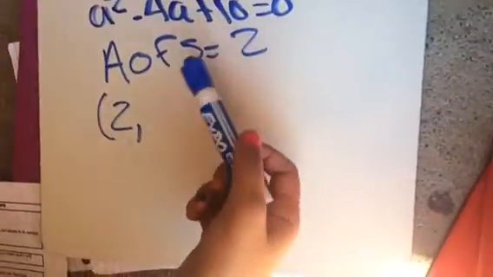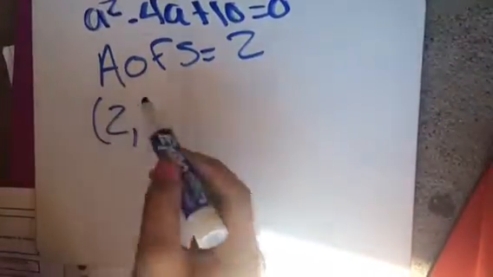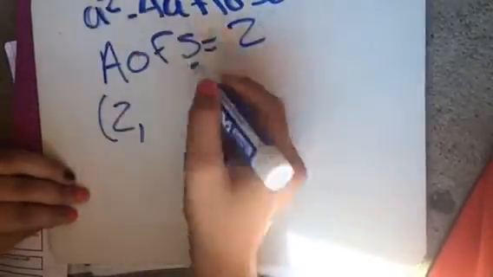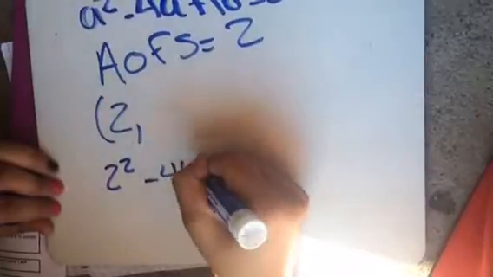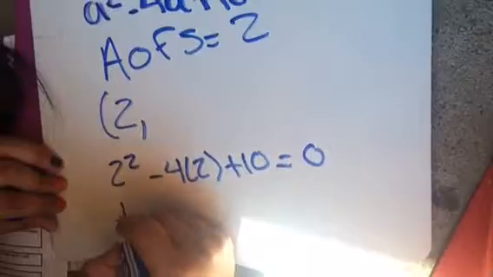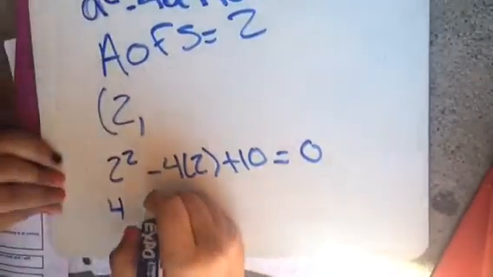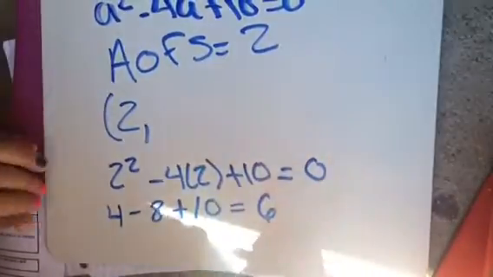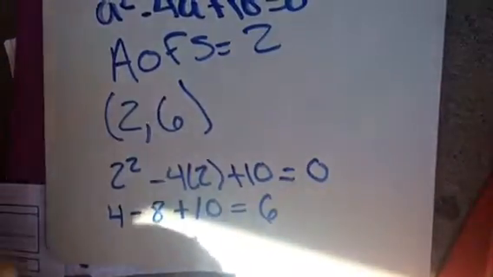The axis of symmetry is part of the vertex, and it will get you the other part of your vertex. So you'll have to plug it into your equation. It would be 2 squared minus 4 times 2 plus 10. 2 times 2 equals 4. Negative 4 times 2 equals negative 8, plus 10 equals 6. And that's the other part of your vertex. That's what the axis of symmetry does.